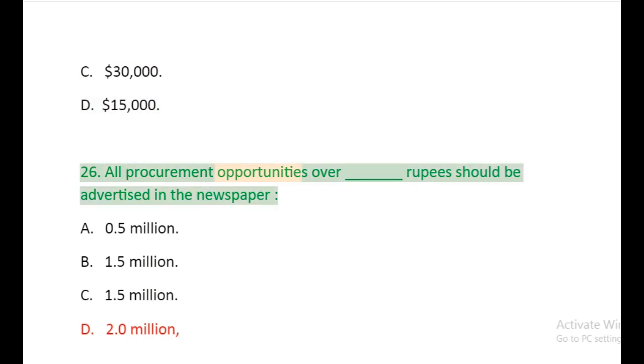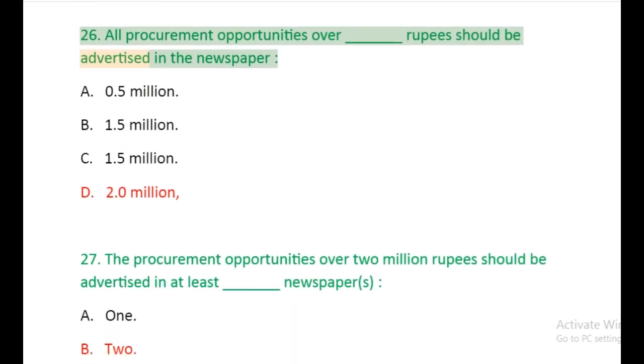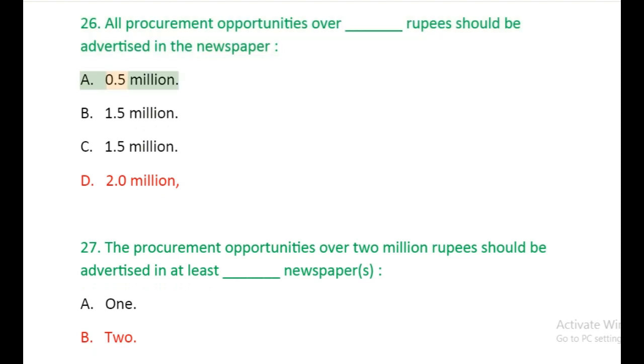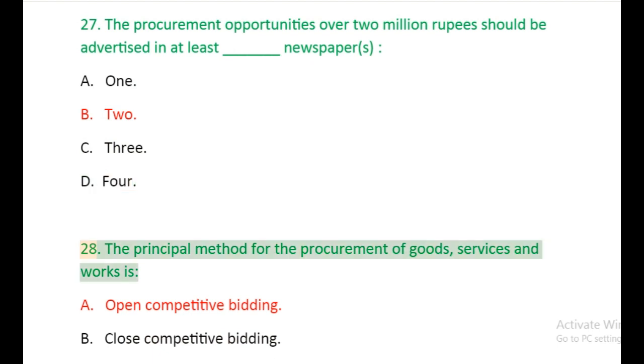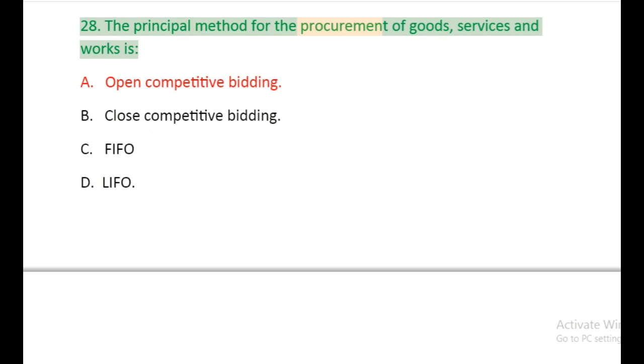26. All procurement opportunities over rupees should be advertised in the newspaper. A. 0.5 million. B. 1.0 million. C. 1.5 million. D. 2.0 million. 27. The procurement opportunities over 2 million rupees should be advertised in at least newspaper. A. 1. B. 2. C. 3. D. 4. 28. The principal method for the procurement of goods, services and works is A. Open competitive bidding. B. Close competitive bidding. C. FIFO. D. LIFO.